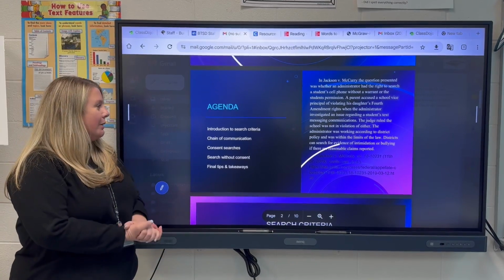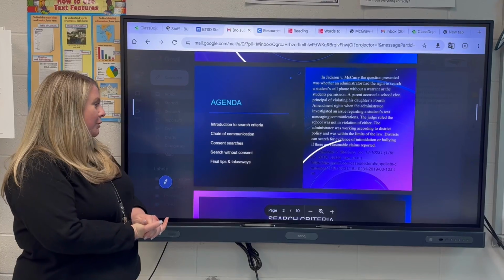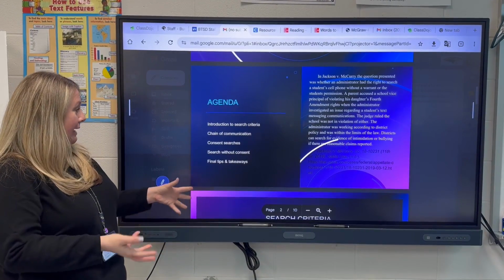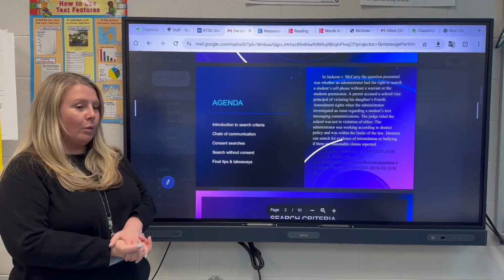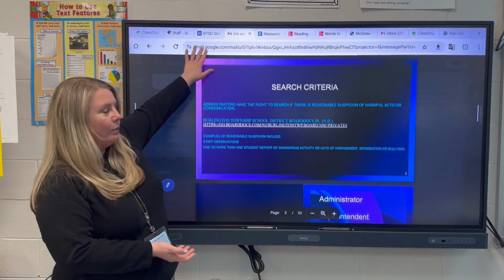Today's agenda is we're going to have an introduction into search criteria. We're going to talk about the chain of communication, consent searches versus without consent searches, and we're going to have final tips and takeaways for staff.